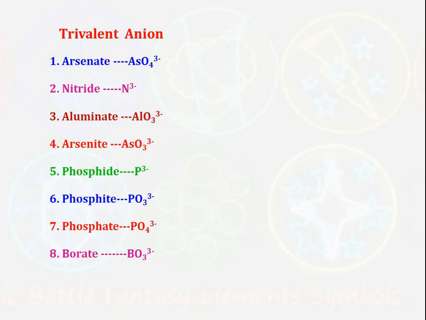Trivalent anions are arsenate AsO4 as a whole minus 3. Nitride N3 negative. Aluminate AlO3 as a whole. When they contain more than one atom, that means the charge is as a whole. All the charge is present over all the atoms present. So AlO3 as a whole minus 3. Arsenite AsO3 as a whole 3 negative charge. Phosphide P3 negative. Phosphite PO3 as a whole having charge minus 3. Phosphate PO4 as a whole charge minus 3. Borate BO3 as a whole charge minus 3.